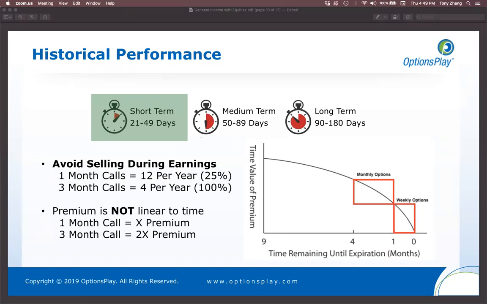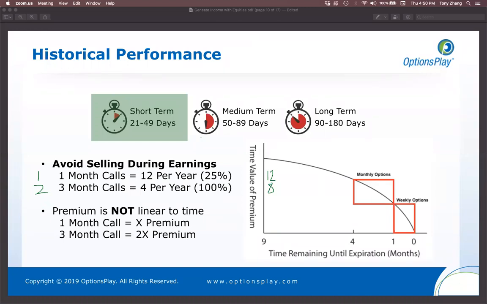So when you sell a 1-month call and collect $1 for it, and you sell a 3-month call and collect $2 for it, as you can see here, on a 1-month call I can do that 12 times. On a 3-month call, I can only do that 4 times. So by selling a 1-month call 12 times, I'm collecting roughly $12 in income. On the 3-month calls, I'm collecting only $8 in income. That's why you want to sell shorter dated options throughout the year rather than longer dated options.